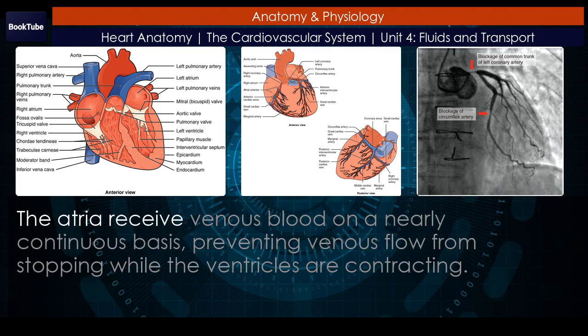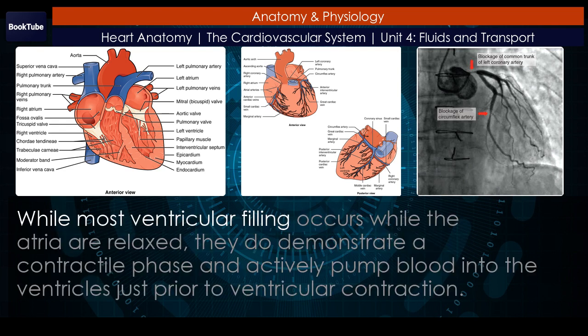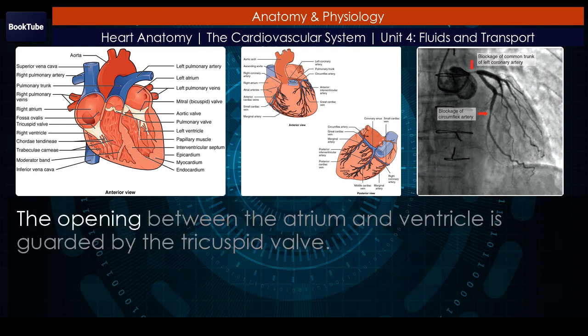The atria receive venous blood on a nearly continuous basis, preventing venous flow from stopping while the ventricles are contracting. While most ventricular filling occurs while the atria are relaxed, they do demonstrate a contractile phase and actively pump blood into the ventricles just prior to ventricular contraction. The opening between the atrium and ventricle is guarded by the tricuspid valve.